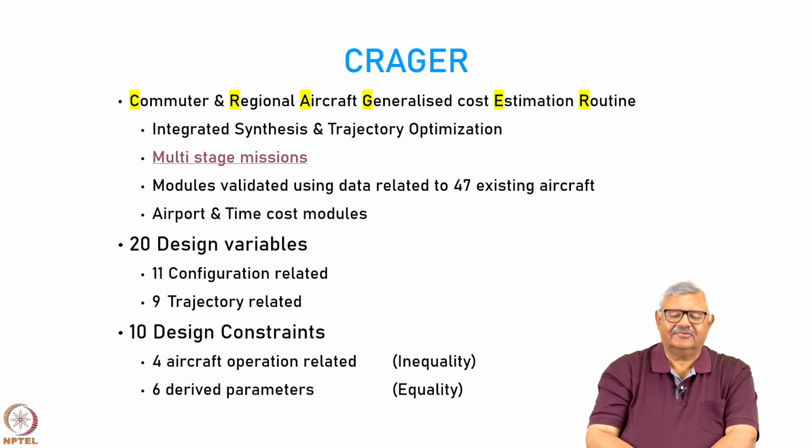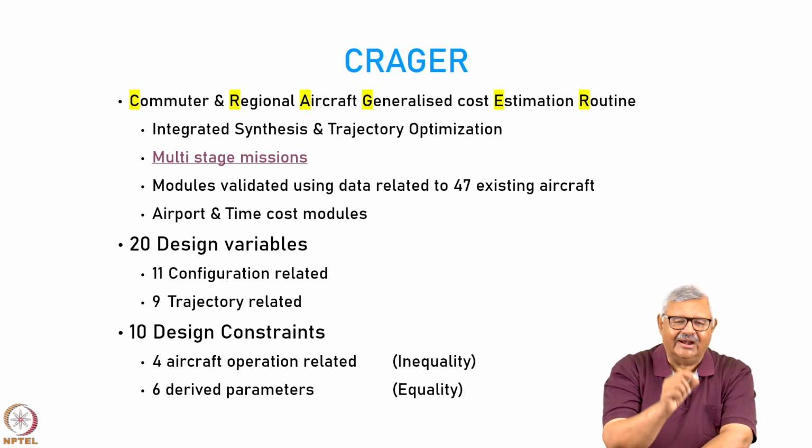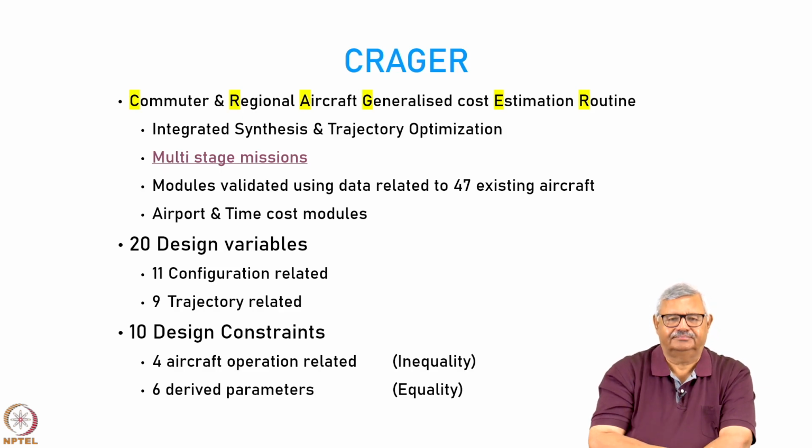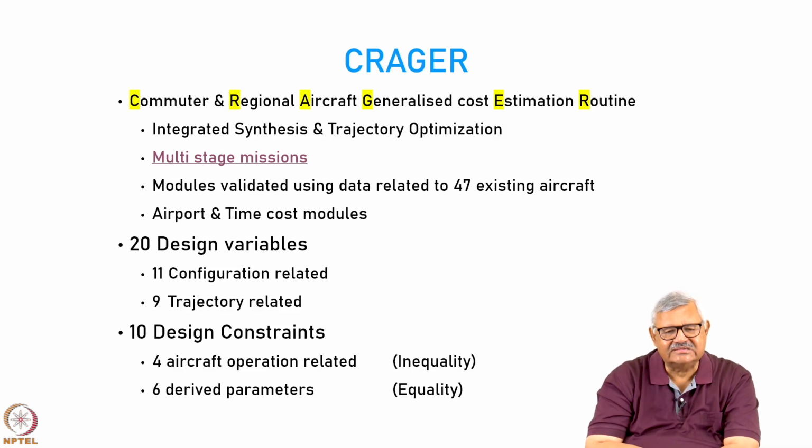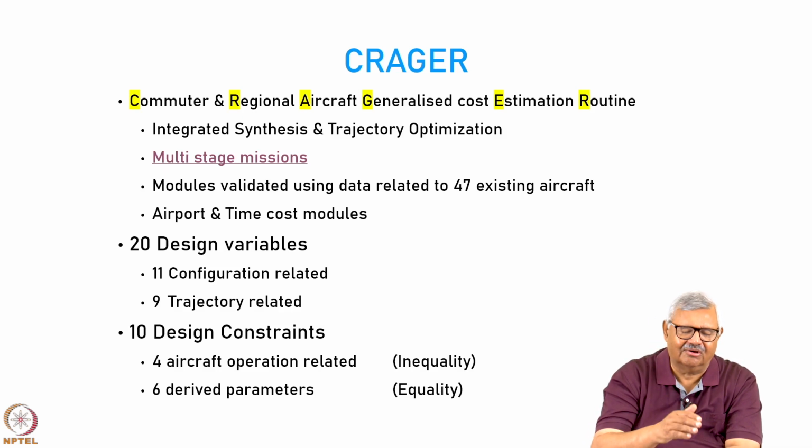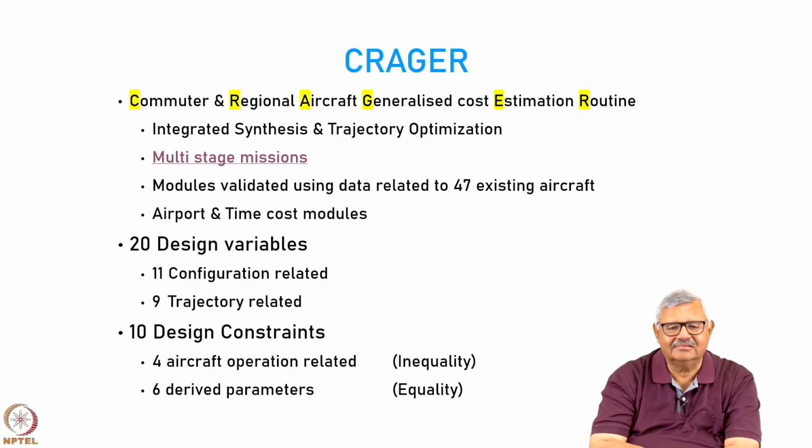Then CRAGER also has some constraints. Constraints are values assigned to some parameters which have to be either less than a number or more than a number. Some of them can be also equal to that number. So, the constraints where you have to have the value less than or more than some number, they are called the inequality constraints. There are 4 such constraints in CRAGER which are related to the aircraft operation. And then there are 6 parameters which are basically derived parameters. They are the equality constraints in CRAGER.